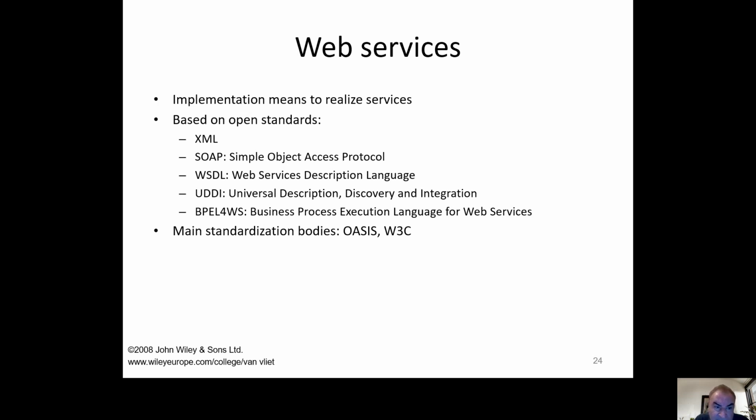So today we have four types, okay? SOAP, WSDL, UDDI, and BPEL4WS. These are the technologies we use. And the main standards bodies are either OASIS or W3C. These are the places or libraries of standards we keep.